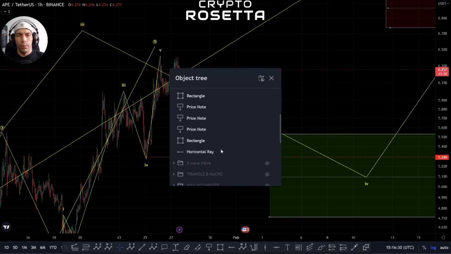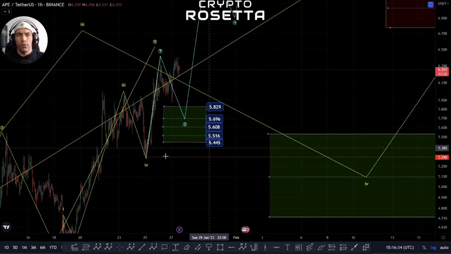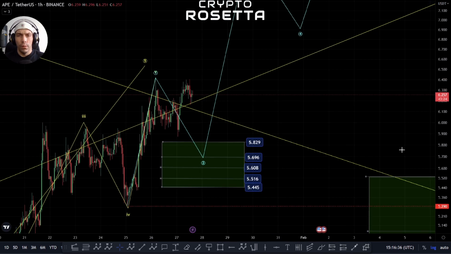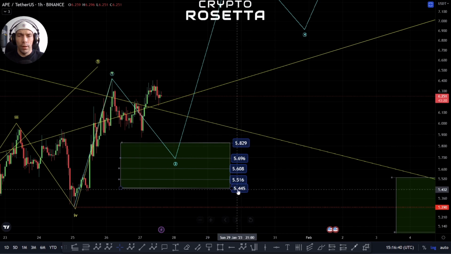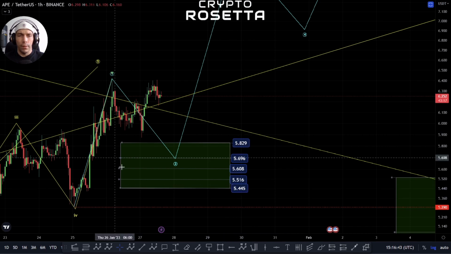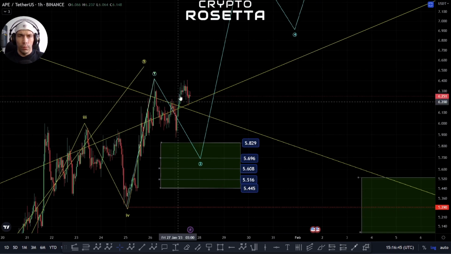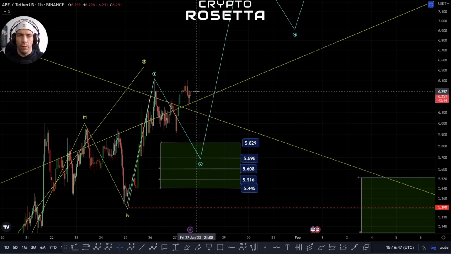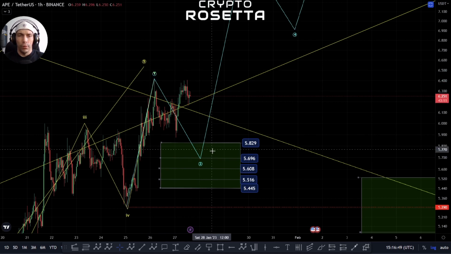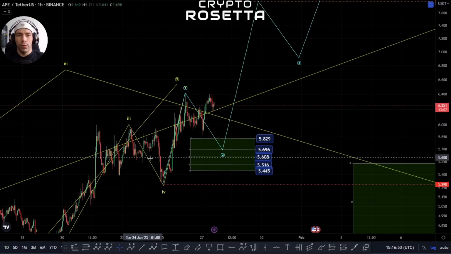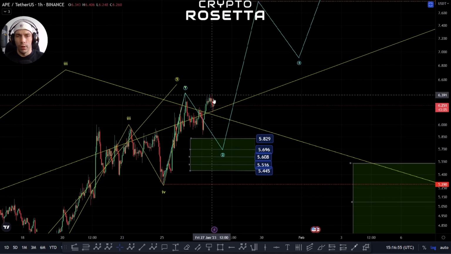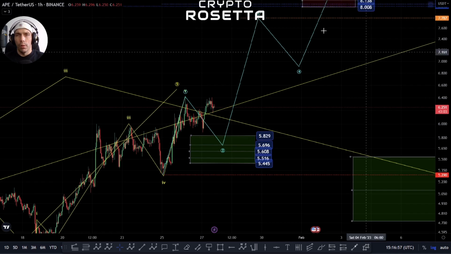effectively what we'd be looking for is the potential that we have an extension playing out. So if we actually do find support again within this 5829 to this 5445 area, effectively what we could form is basically a B wave to the downside here, or wave 2 in this case, and then we could actually look for a move to the upside. So it depends where this move would come down to as to where our target zone would be.